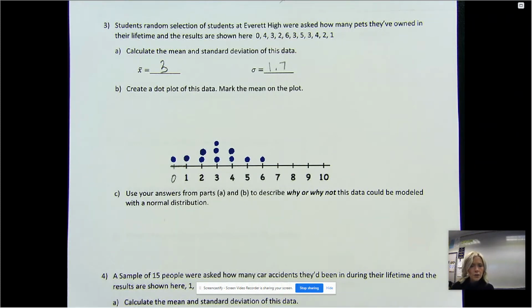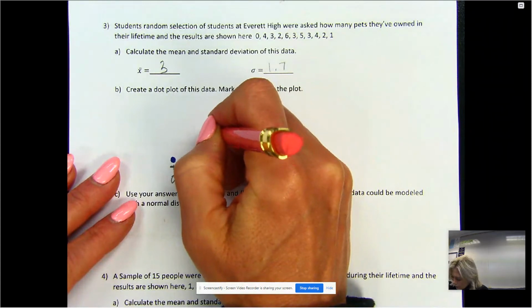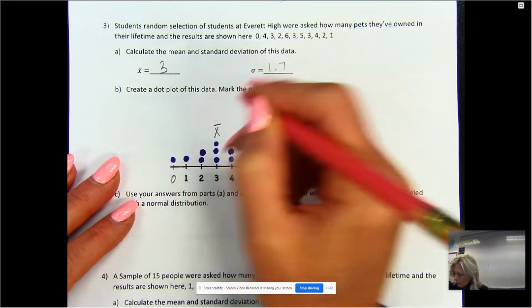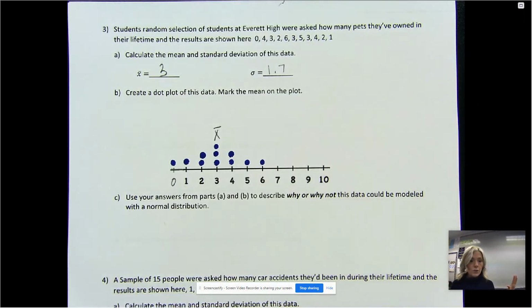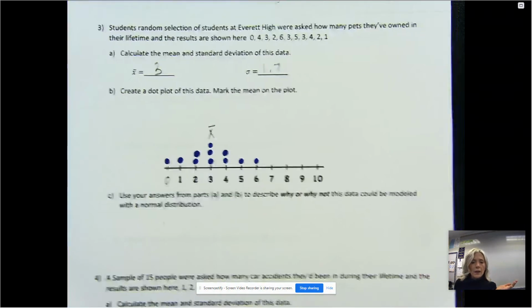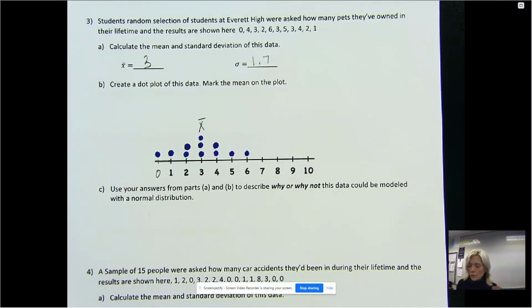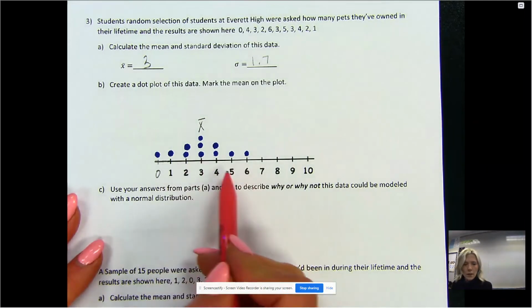Wow, look at that. So here's the mean, because the mean is 3. And this is just a perfect distribution, right? It goes 3 in the middle, 2 on each side, and then 1 and 1. And so I would say this could be modeled with a normal distribution just because it's totally symmetric.